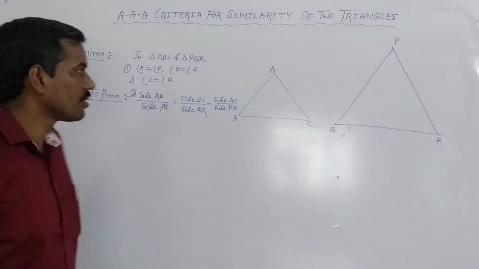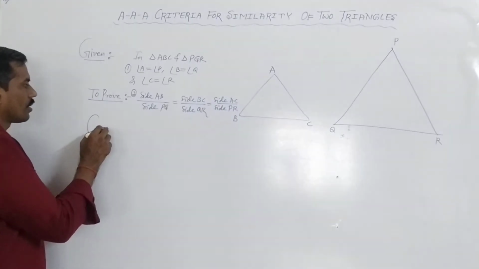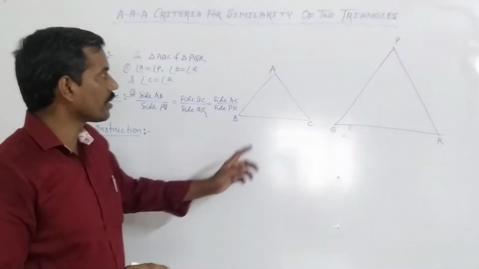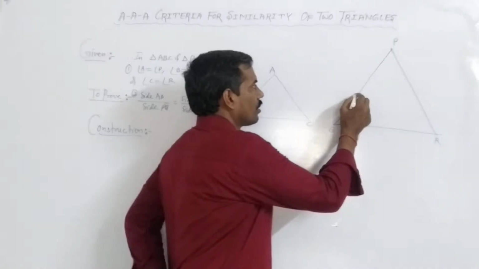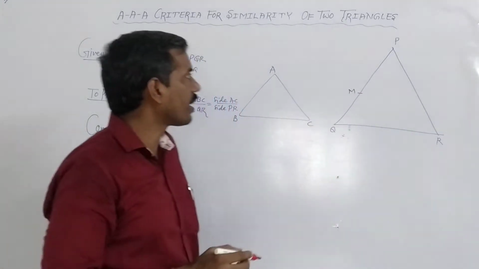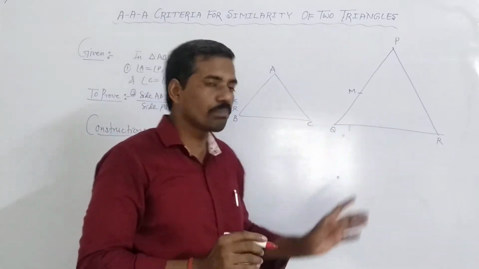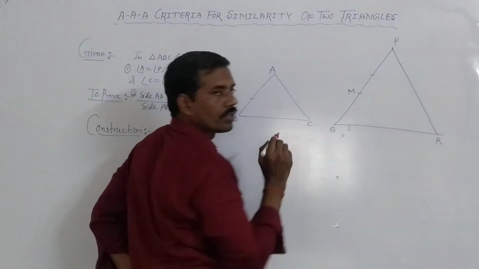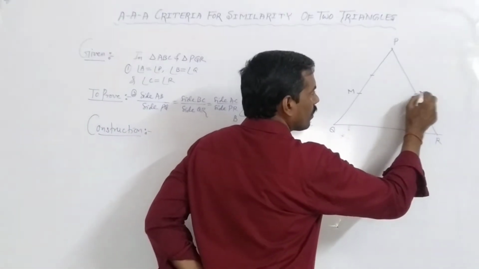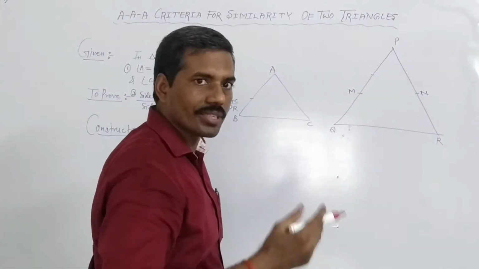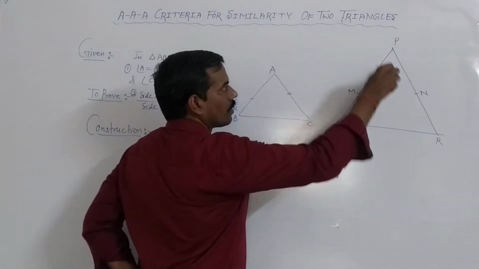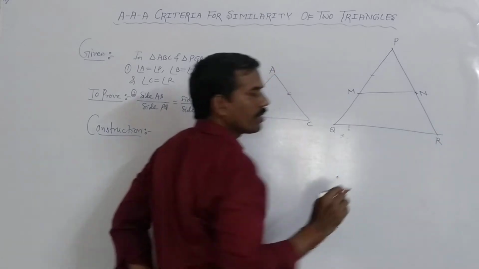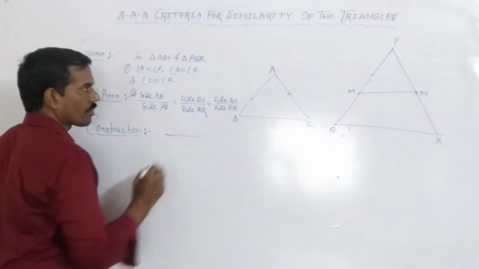The third point is construction. In construction, take a point M on side PQ in triangle PQR such that PM is equal to AB. Then take another point N on side PR such that PN is equal to side AC, and join MN. Write all these points in the construction.